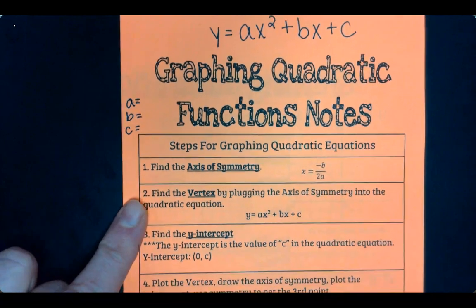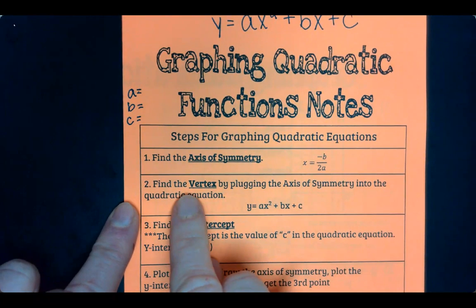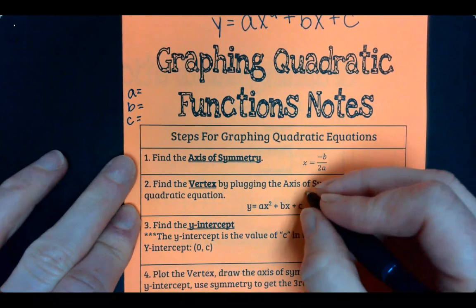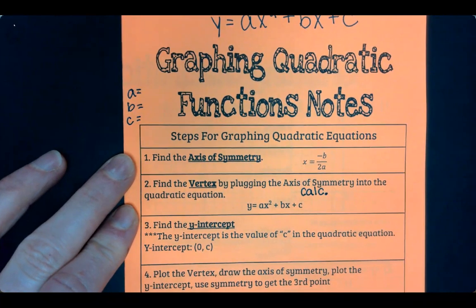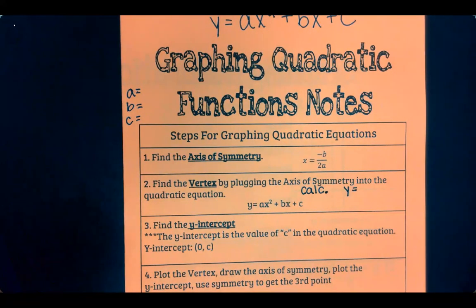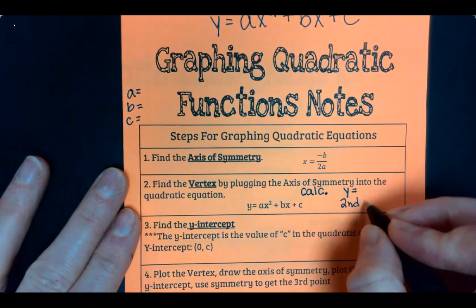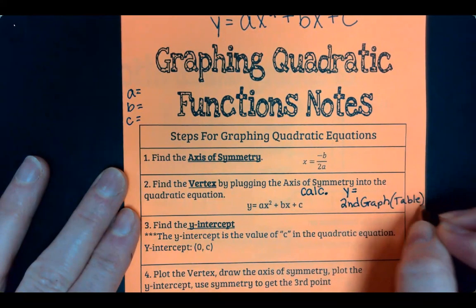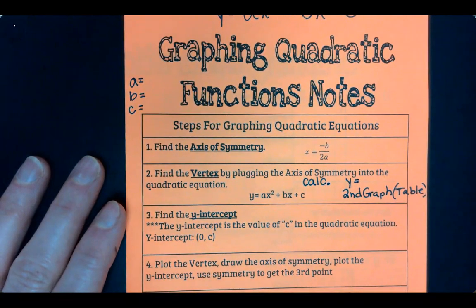Then step two is to find your vertex. So you find it by hand by plugging in the x value into the quadratic equation. Or what we're going to do today is use our calculator and the table to find it. So go ahead and write the steps for the calculator. I'm putting calc right here. And you're going to put y equals. You're going to plug in the quadratic function into y equals. And then hit second graph to go to the table. You can also click graph just to look at what the graph looks like.